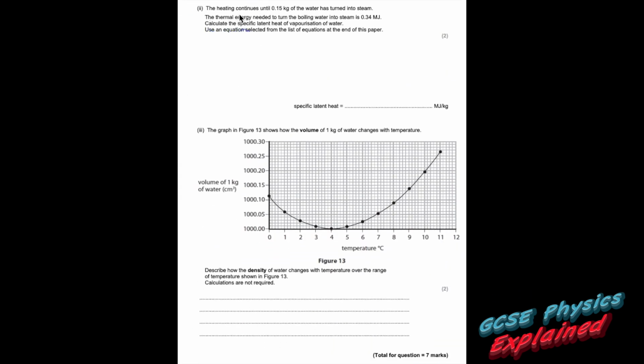Part 2. The heating continues until 0.15 kilograms of the water has turned into steam. The thermal energy needed to turn the boiling water into steam is 0.34 megajoules. Calculate the specific latent heat of vaporization of water. That's what we call L. Use an equation selected from the list of equations at the end of this paper. So we've got mass, change in thermal energy, and latent heat.